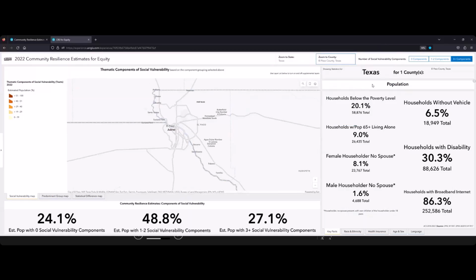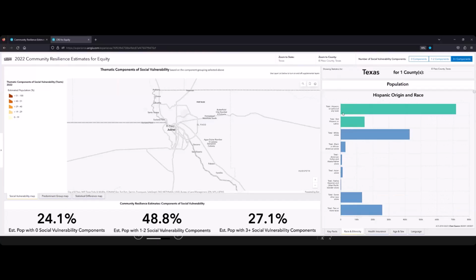Okay, so now we're getting data for Texas, El Paso County, and we can see the different breakdowns for the different groups. 24.1% estimated with zero social vulnerability components, 48.8% estimated with 1 to 2 social vulnerability components, and 27% estimated with 3 or more social vulnerability components. And then we have extra information coming from the ACS. 20% of the households live below the poverty level. 6.5% households without vehicle access. 86.3% of the households have broadband internet access.